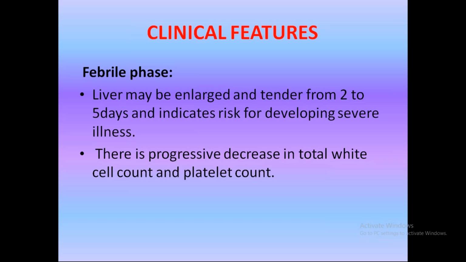In febrile phase, one more thing, if you examine carefully, hepatomegaly will be there after a few days, 2 to 5 days, and there may be tenderness of the hepatomegaly. Tender hepatomegaly always indicates that the child may go on to severe illness. It's a warning sign. So for any child in the season where dengue fevers are coming, or if you suspect dengue, always palpate the abdomen for hepatosplenomegaly. If hepatomegaly and tenderness are there, it's a warning sign: admit the child and carefully monitor for the development of severe illness. And there is an associated decrease in the total white cell count. Leukopenia will be there, and platelets also decrease, but gradually, progressively. So leukopenia and thrombocytopenia will be there.